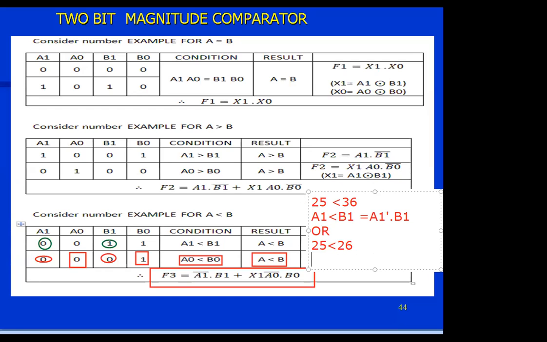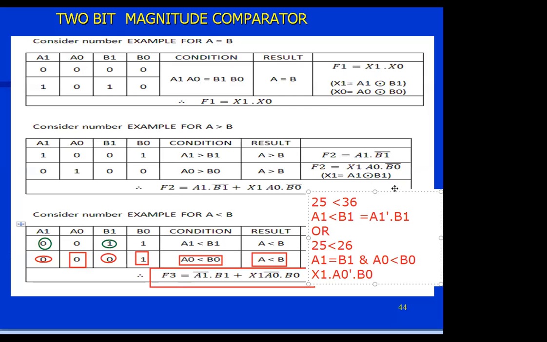What are the conditions? Here A1 is equal to B1, and the second condition is A0 is less than B0. Therefore, to satisfy this condition, we are simply writing this as X1 into A0 bar into B0, where X1 is the equality condition of A1 and B1.